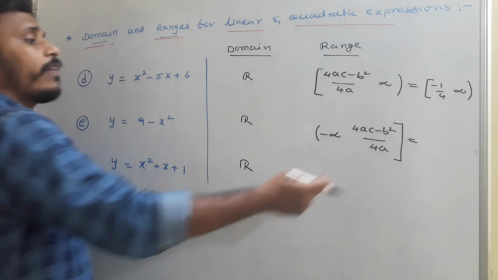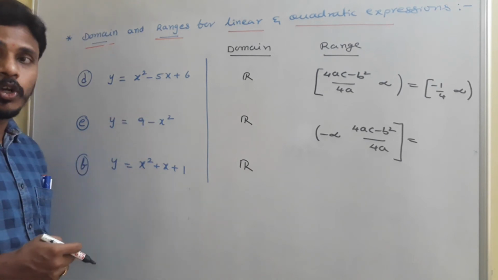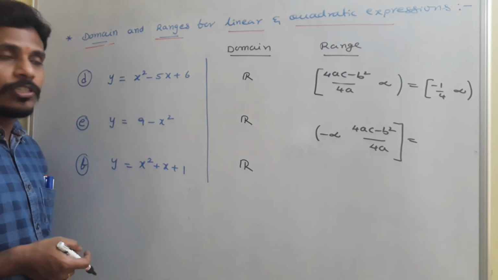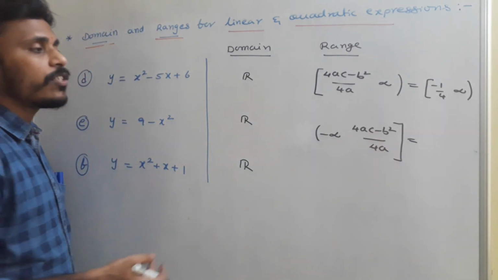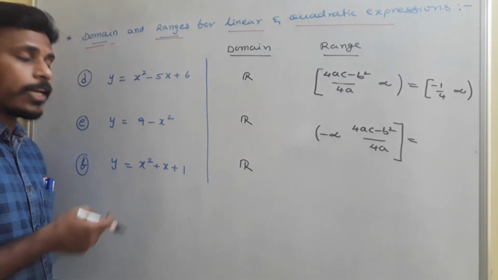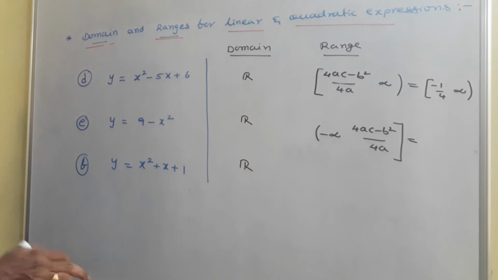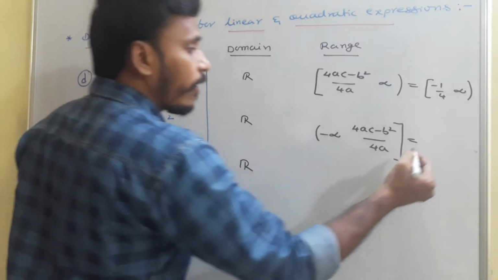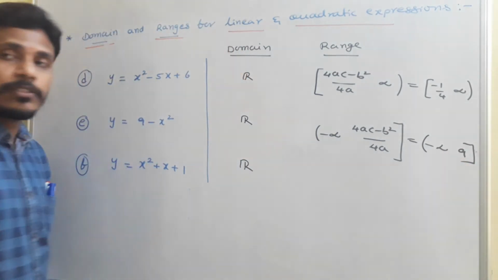Again, calculate this (4ac minus b square) by 4a. Here the x term is not included, so the b value is 0, just leave it. Since b is 0, 4ac by 4a is simply c, and that c is the constant 9. That's why we need to consider the range as minus infinity to 9. That's it. That's the range.